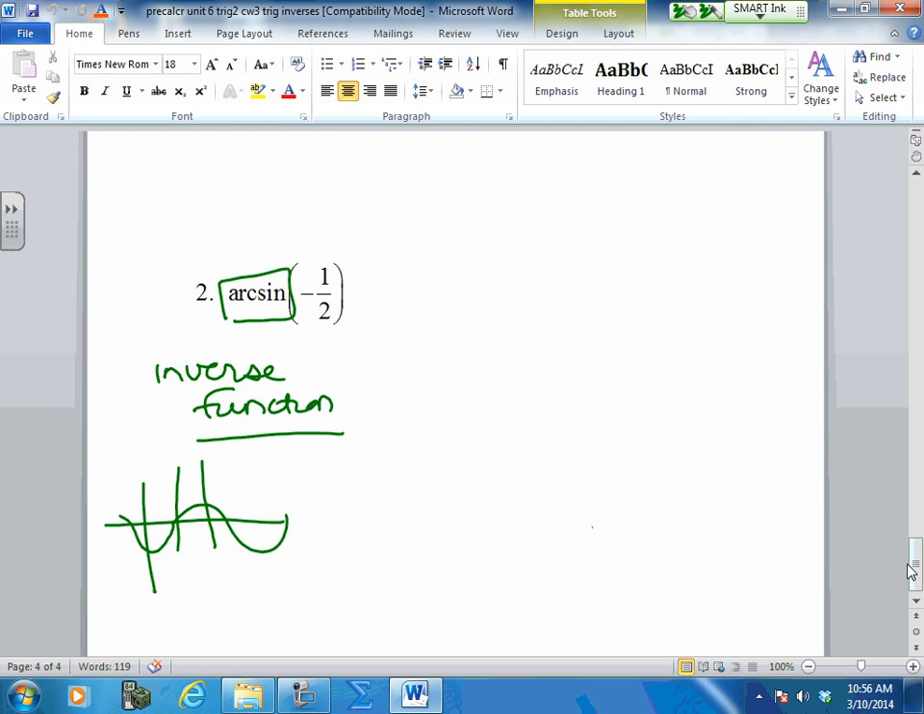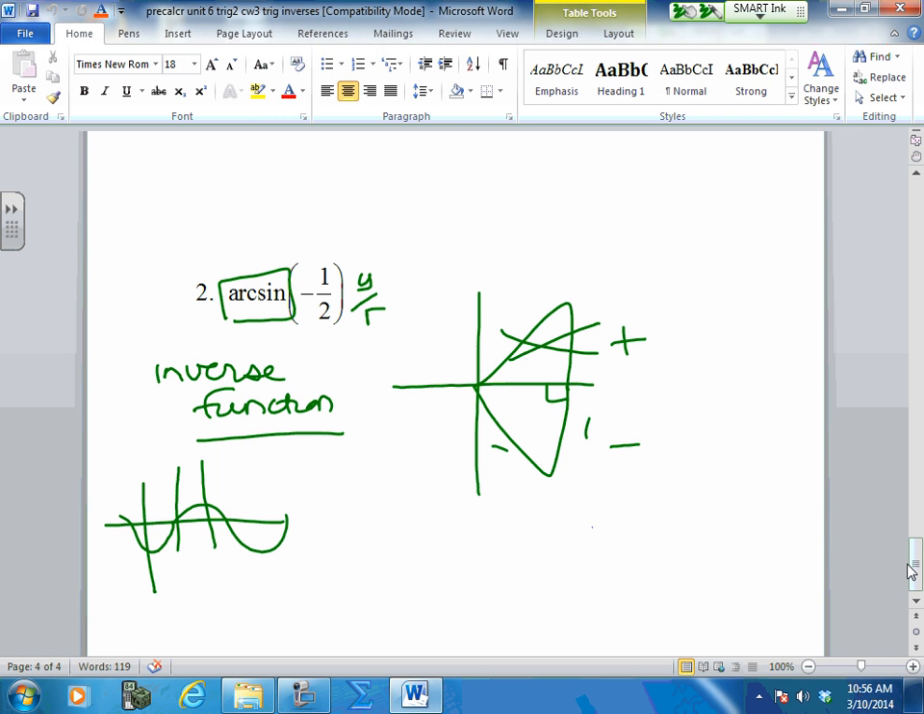Aaron, which quadrants am I therefore going to use for my sine? The one we just did: 1 and 4. So I can either be in 1 or 4. 1 is positive, 4 is negative. Which one do I want? Negative. So I don't want this one, I'm here. Now I label it the way I normally do: Y over R.